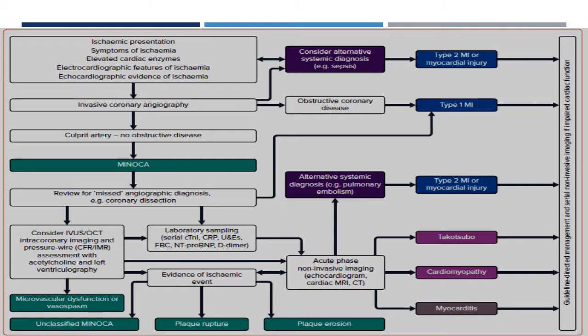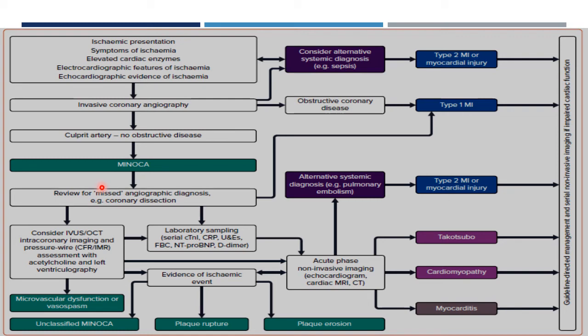This is a beautiful and simple approach of how to make a definite diagnosis of MINOCA and how to exclude other causes and to establish the cause of pathophysiology of MINOCA. So any patient who presents with ischemic presentation, who has symptoms of ischemia, elevated cardiac enzymes, electrocardiographic features of ischemia, echocardiographic evidence of ischemia, we can consider alternative or systemic diagnosis, for example, sepsis, type 2 MI or myocardial injury, or we can undergo invasive coronary angiography. If obstructive coronary artery disease is found, this is a type 1 MI. If not, then this is MINOCA.